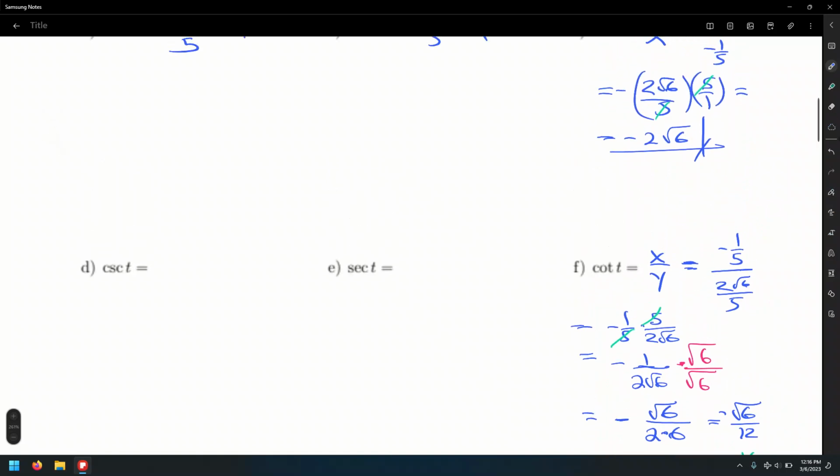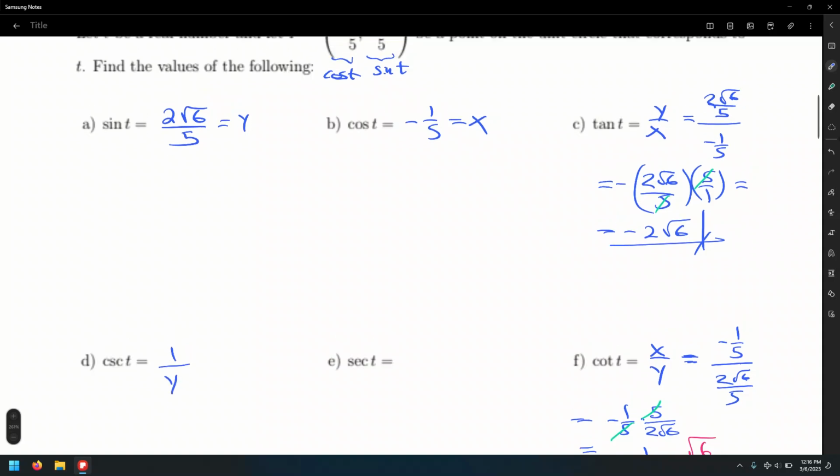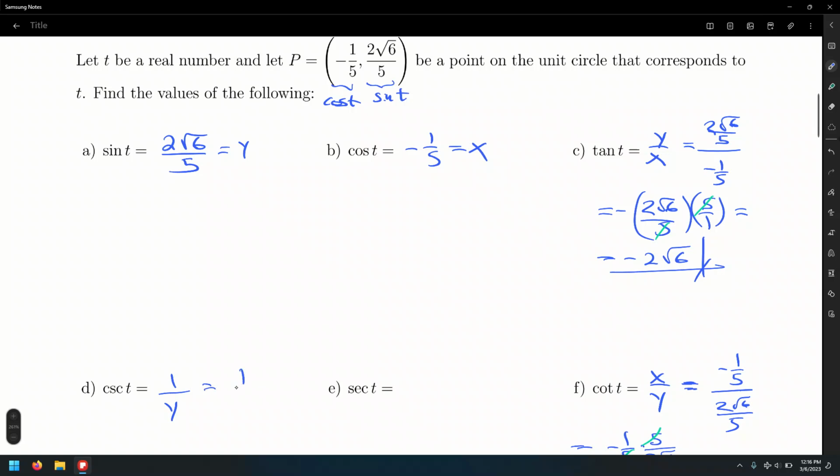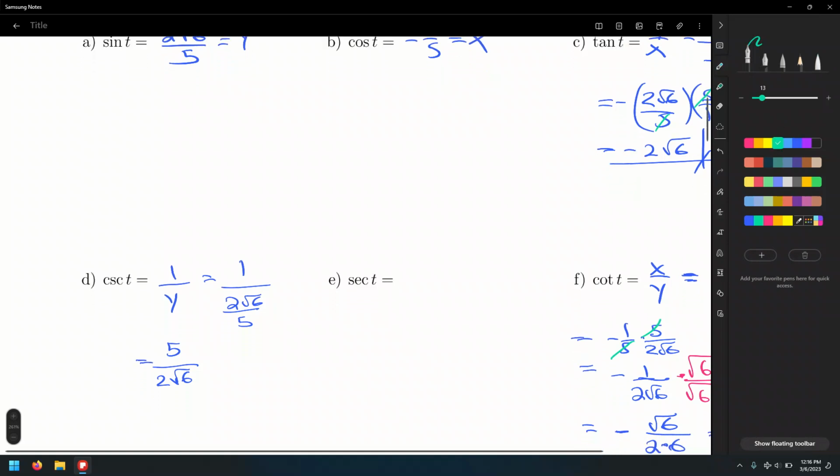Let's do the cosecant function. Cosecant happens to be simply the reciprocal of the y value of the given point, that is 1 over 2 root of 6 over 5, which is simply 5 over 2 root of 6. And again, in this case, we will have to rationalize the denominator once again, because we don't want these radicals in the denominator. Multiplying by root of 6, this is 5 root of 6 over 2 times 6, which is 12 again.